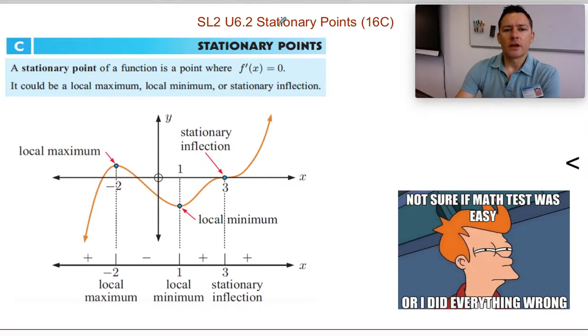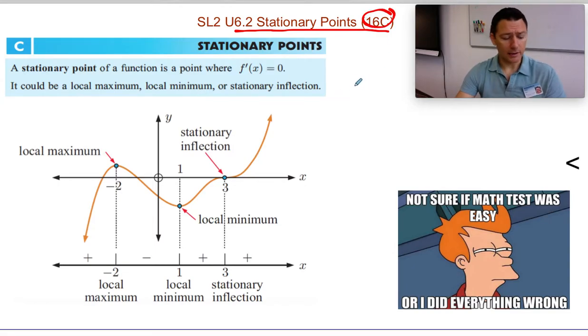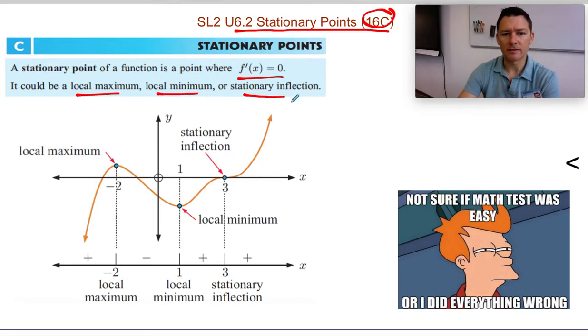Hey mathematicians, we're checking out 6.2 stationary points. It's out of 16C in the text. A stationary point is not like paper stationery, it means stopped, stationary. So it's not moving, the point's not moving. They say it's when f prime of x is 0, and we'll talk about why that is and what it means. But this is the official jargon.